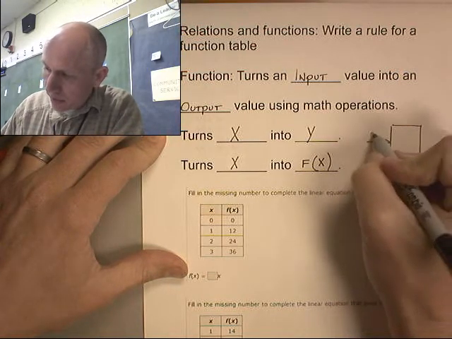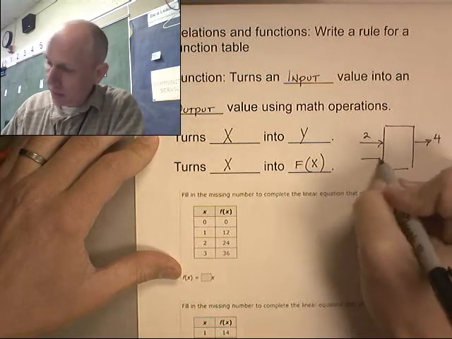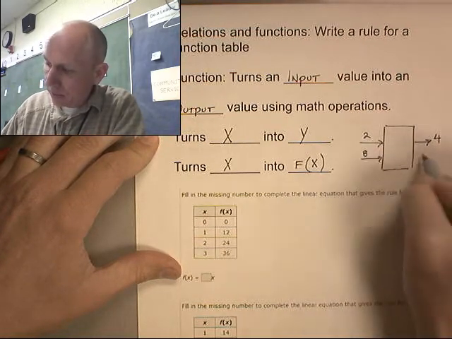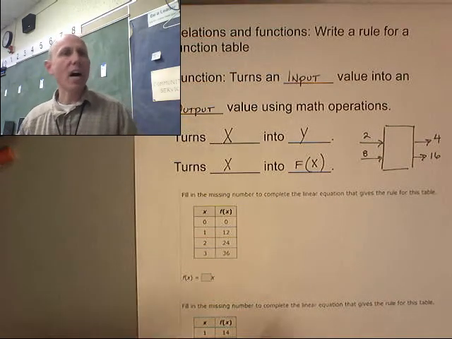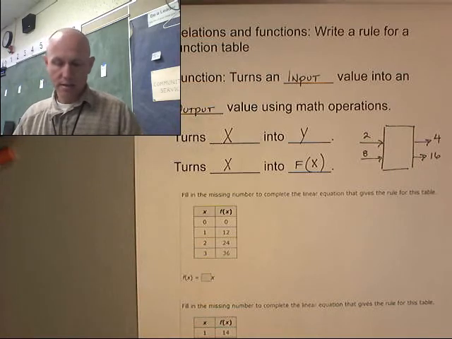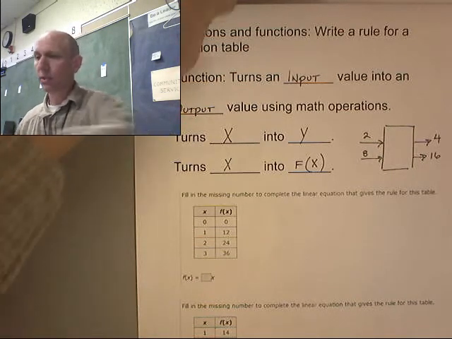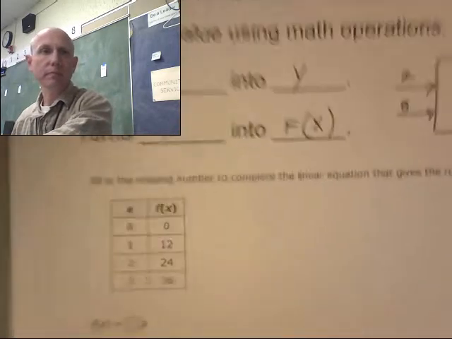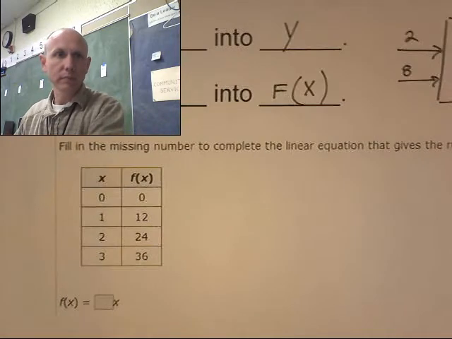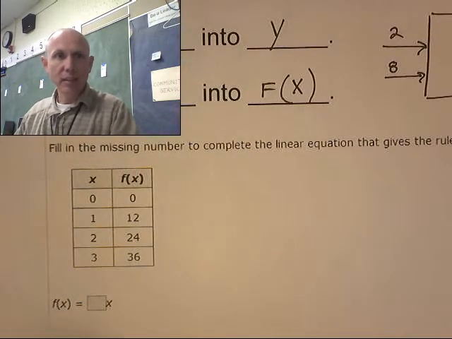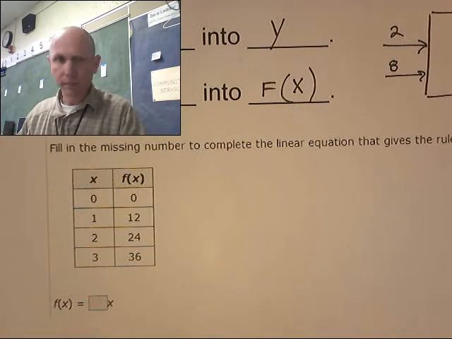That if in goes a 2, out comes a 4, in goes an 8, out comes a 16. And what's going on? What's making that happen? What's changing the input into the output? So let's take a look at some of these. And what we're trying to accomplish here is by looking at this table of values, can we figure out what's going on with it?